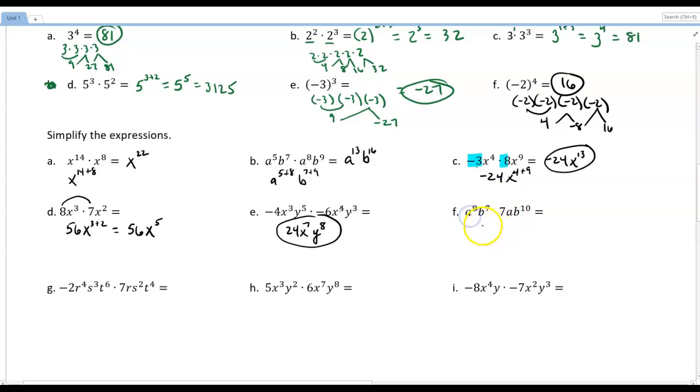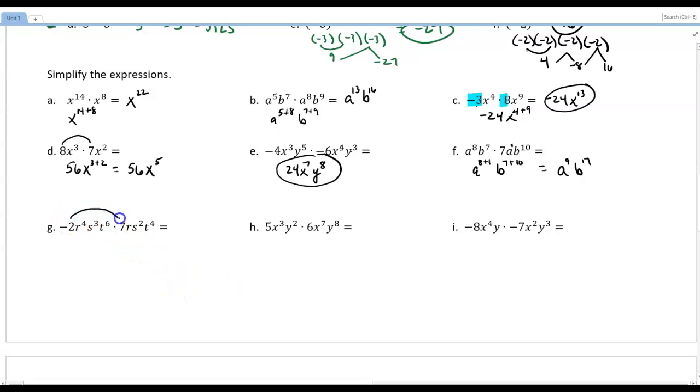A to the 8th times a would give me a to the 8 plus 1. Remember, the exponent on a is 1. Then b to the 7 plus 10. So my final answer would be a to the 9th, b to the 17th. Okay?